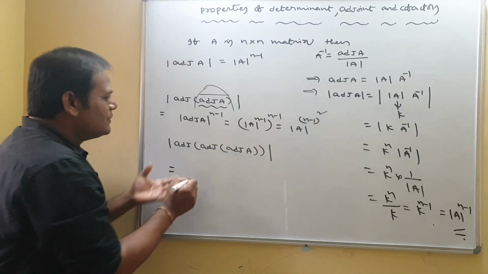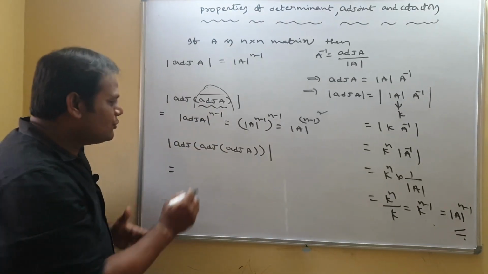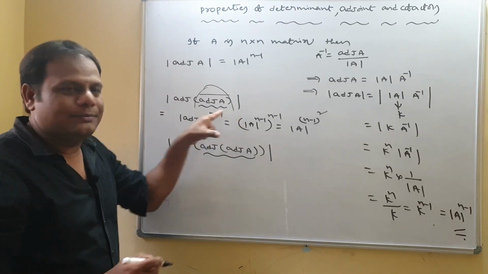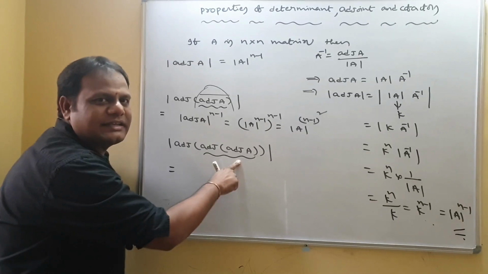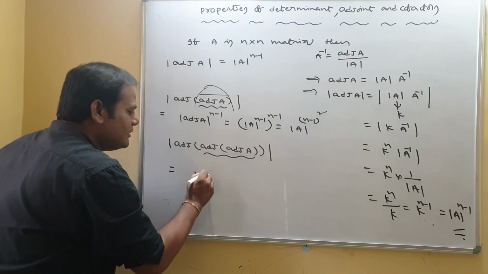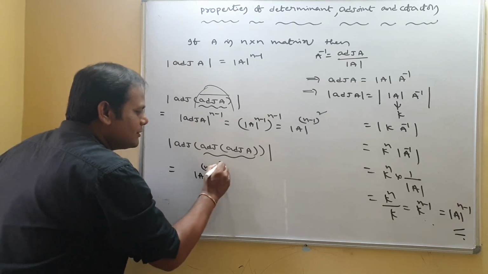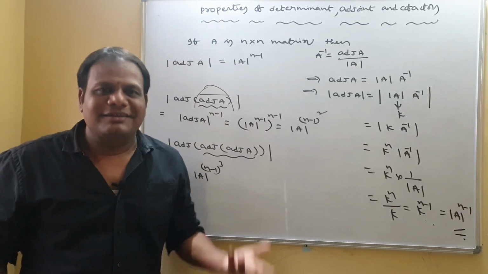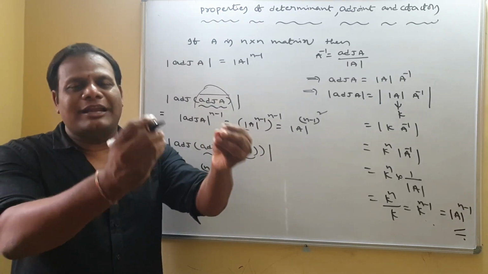Similarly you can simplify this. You treat this total as A and again apply the same concept. Here how many adjoints are there? 3. So what you get is det A power n minus 1 cube. What about if 4 adjoints are there? Yes, det A power n minus 1 whole power 4.